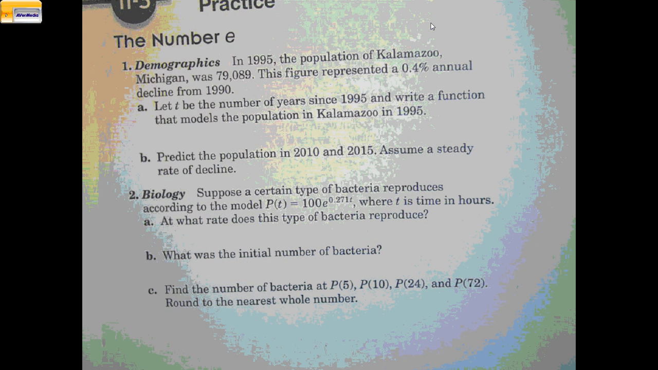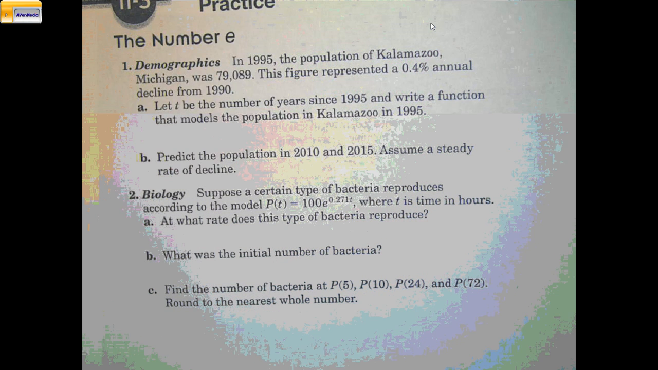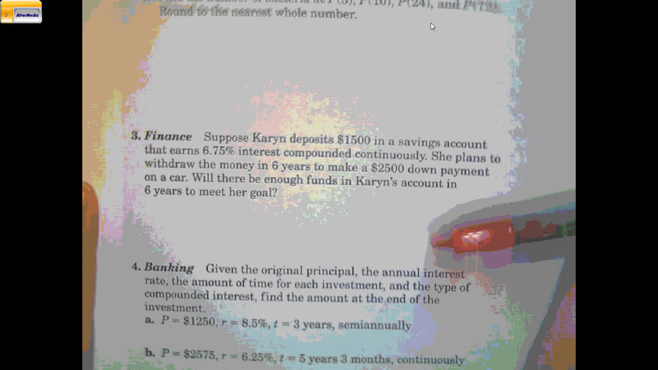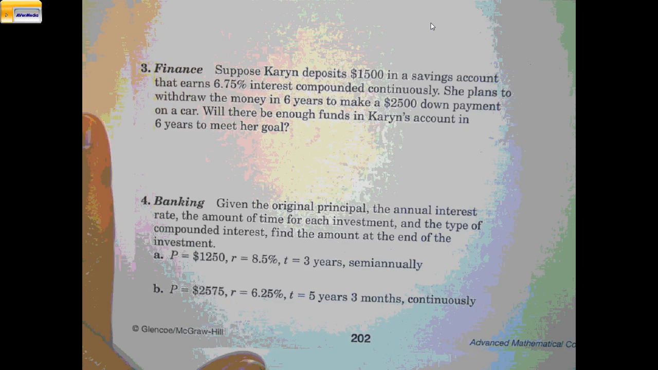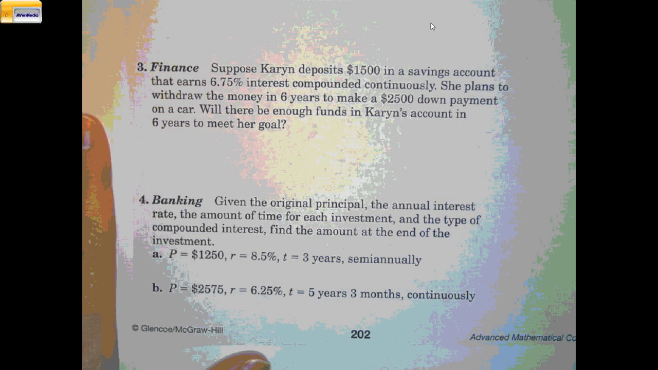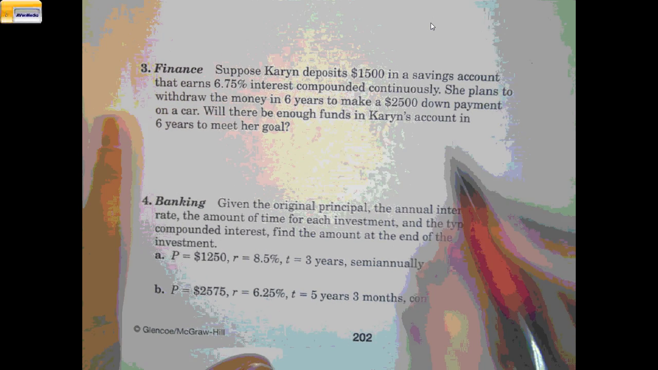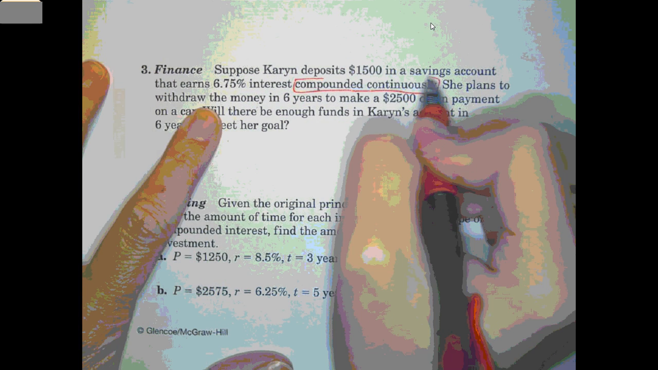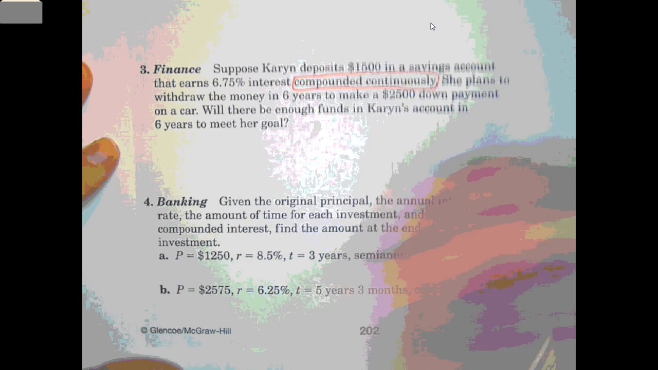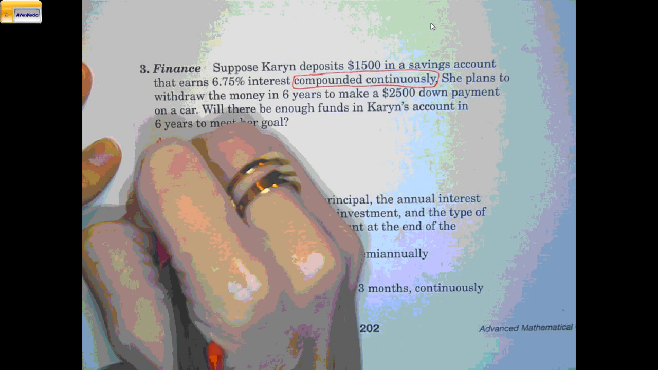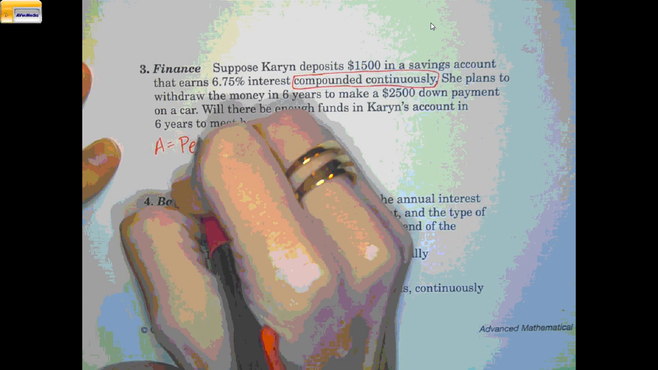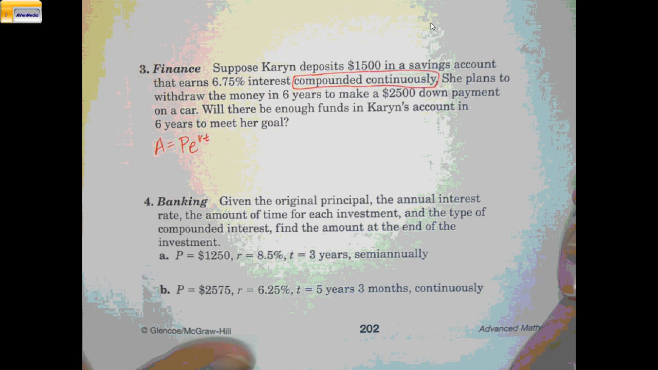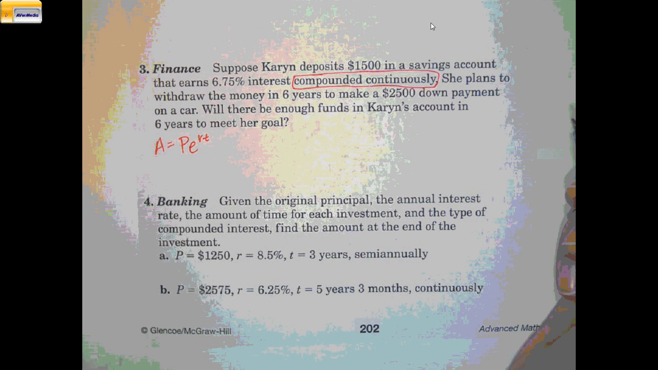The number e. I want to start with number 3 actually. So suppose Karen deposits a bunch of money in a savings account that earns so much percent, compounded continuously. Ding, ding, ding, ding. That's your little phrase. That means you have to use this formula. A equals P e to the RT. A lot of people call it the PERT formula because it looks like it spells PERT. Not all of those are variables. Remember, e is a number.